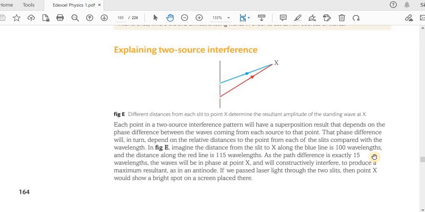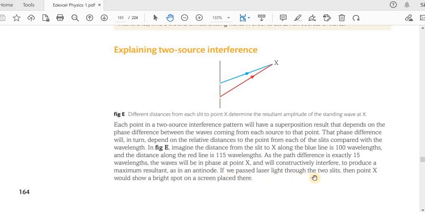Okay, if the path difference is a whole number of wavelengths, whole number or natural number, it's better to say whole number of wavelengths, then we will have constructive interference, which means the crest and the crest, or the trough and the trough, are meeting, and it produces an antinode at that point. Antinode has the maximum amplitude, node has zero amplitude. So at x, since you have a natural number for the path difference, the waves will be in phase at point x. So that means the crest and the crest, or the trough and the trough meet, and will constructively interfere to produce a maximum resultant, as in an antinode.